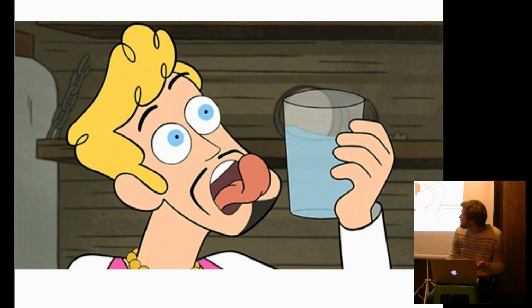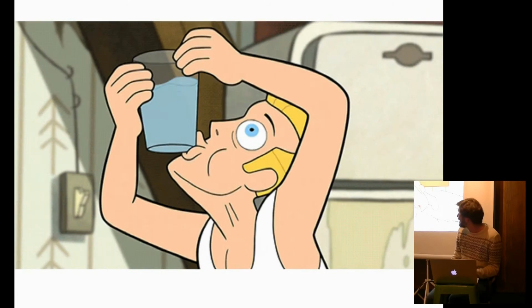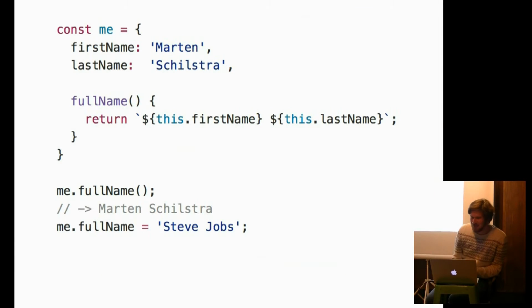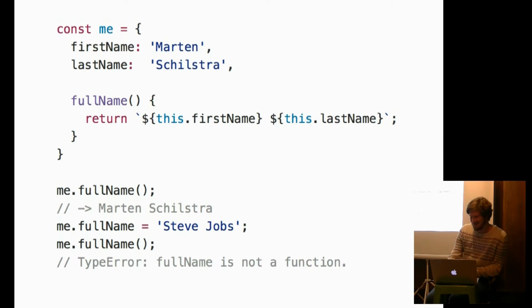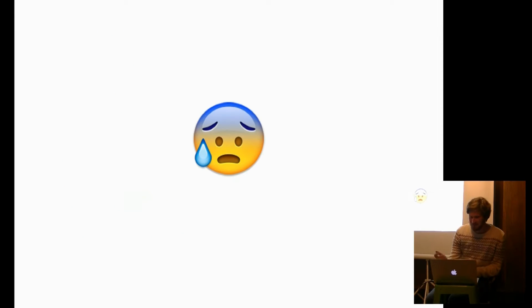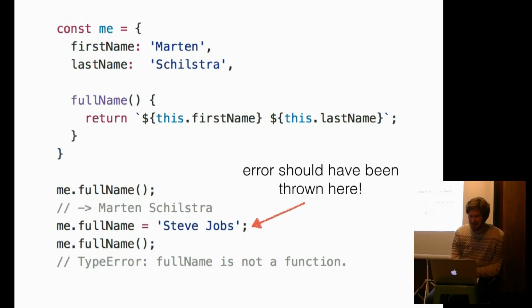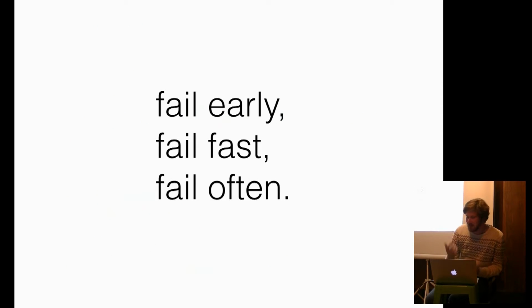But there are some users that abuse your APIs, and so they do something like this. They assign a full name to your function, and then, well, can anyone guess what happens now? Steve Jobs is not a function. Yes. So that's not fun. So the error should have been thrown when someone assigns a string to your function. So fail early, fail fast, fail often, so you get better stack traces and all that kind of good stuff.